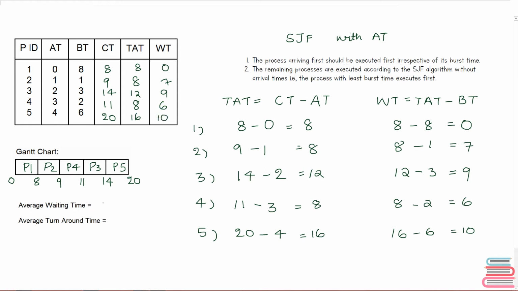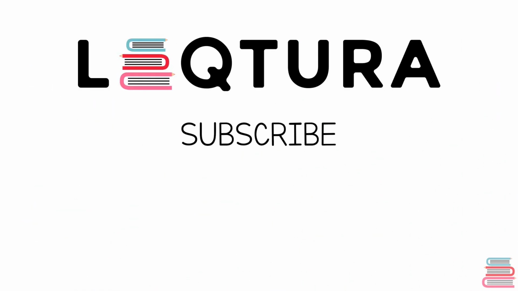The average waiting time would be (0 plus 7 plus 9 plus 6 plus 10) divided by 5, which is 6.4 milliseconds. And the average turnaround time would be (8 plus 8 plus 12 plus 8 plus 16) divided by 5, which is equal to 10.4 milliseconds. I hope you understood the concept.